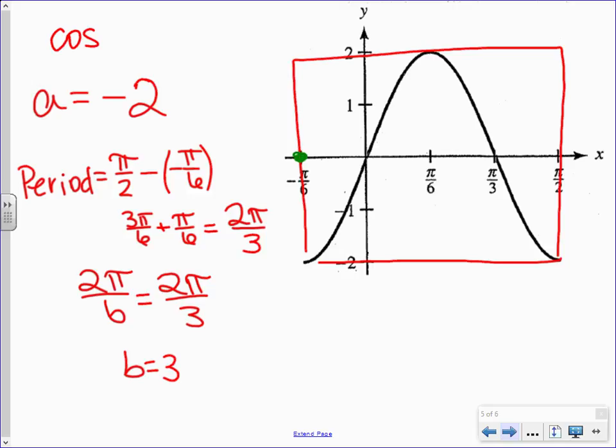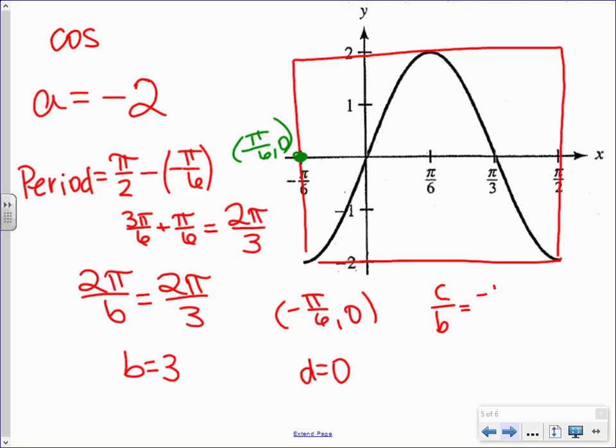Okay, our starting point is always in the middle of the frame. Remember, the cosine is going to start in the corner of our frame, but the starting point is in the middle on that left side. So our starting point is negative pi over 6, 0. Okay? So, let's just go ahead and label right now d is 0. Let's just get that out of the way. All right? Then we know that c over b needs to equal negative pi over 6.